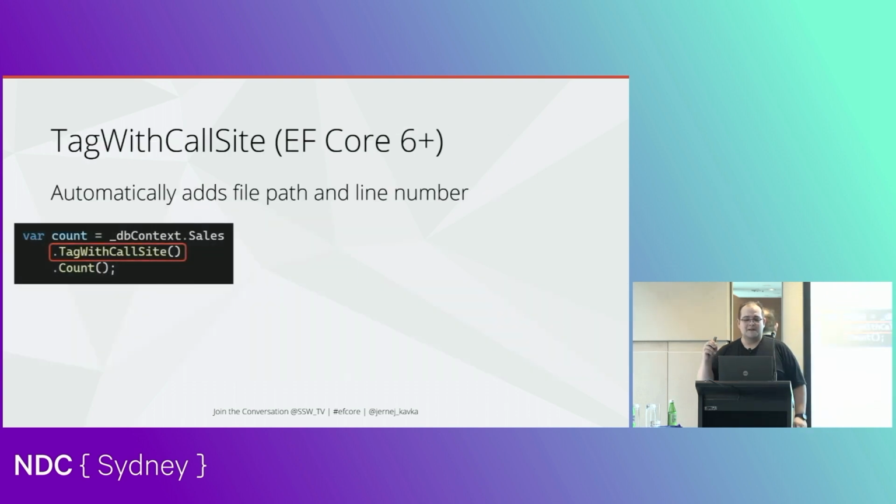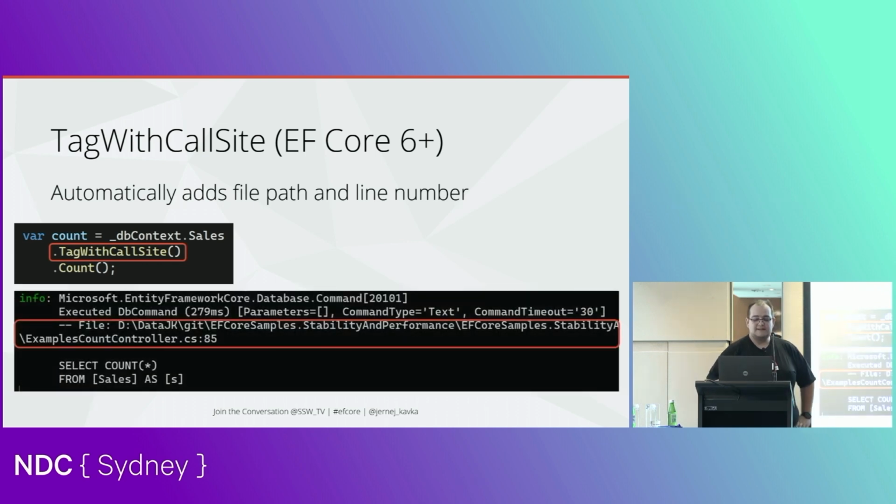All right, but you know what? We can do better. Why would you want to write everything by hand? We have TagWithCallSite. This was added in EF Core 6. What this allows you to do is it just adds a file path and the line number of that query. One thing to keep in mind, this is generated based on when this method was called, not when the query was executed. This is something to keep in mind.